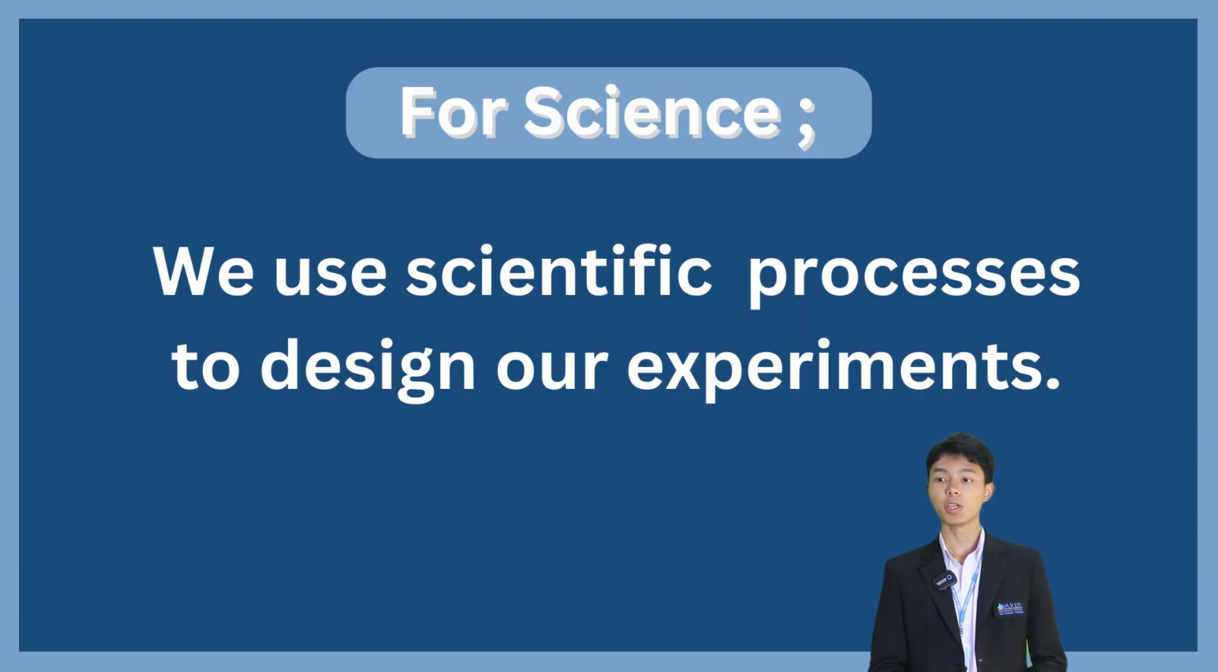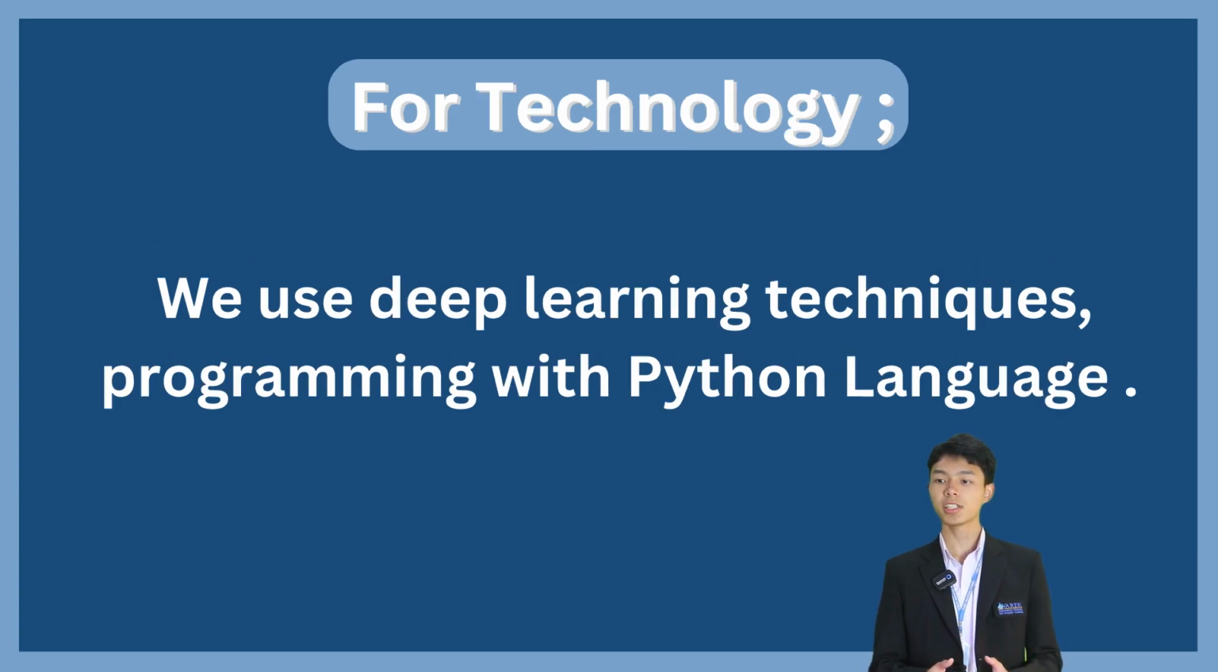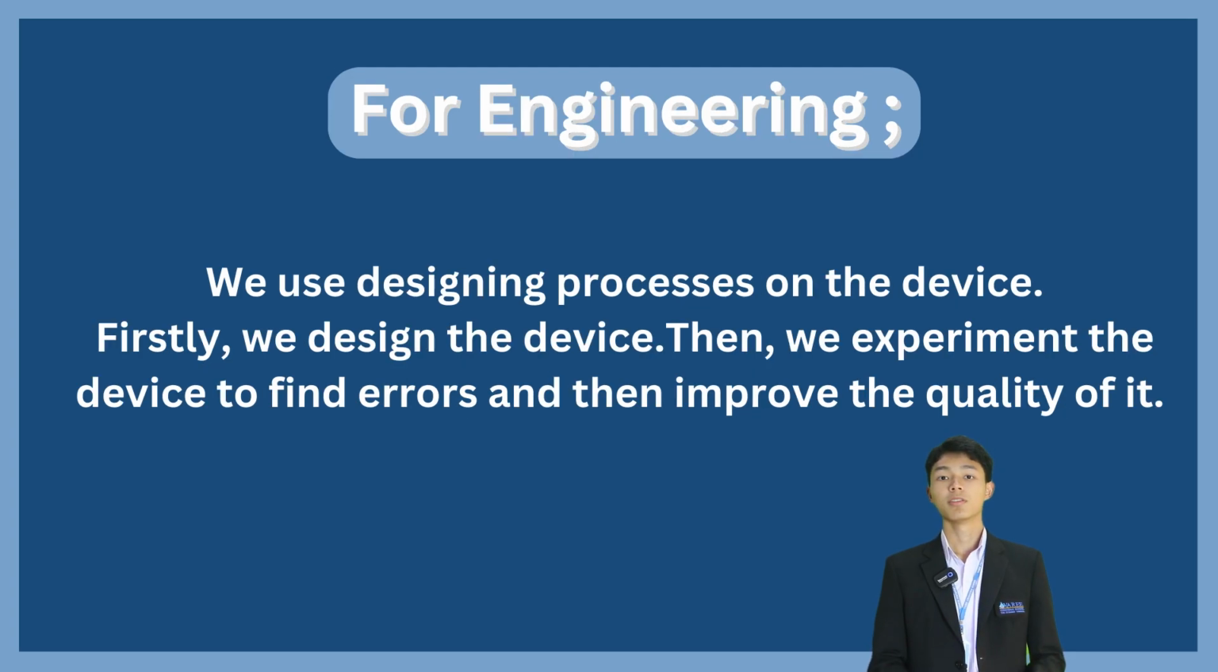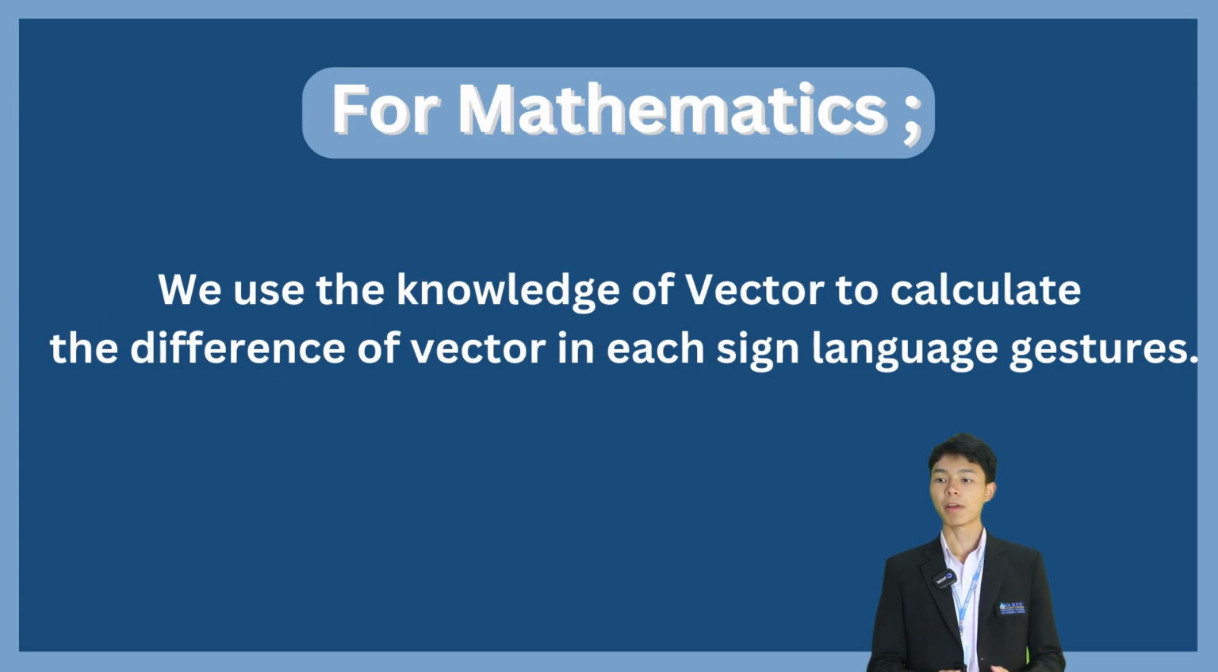For science, we use scientific processes to design the experiments. For technology, we use deep learning techniques, programming with Python language. For engineering, we use designing processes on the device. Firstly, we design the device, then we experiment with the device to find the errors, and then improve the quality of it. For mathematics, we use the knowledge of vectors to calculate the difference of vectors in each sign language gesture.